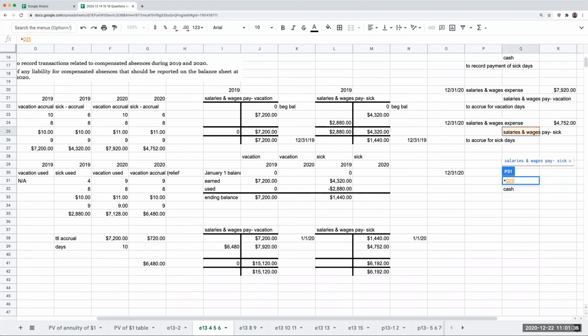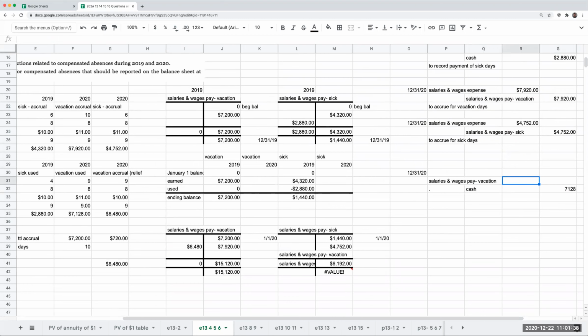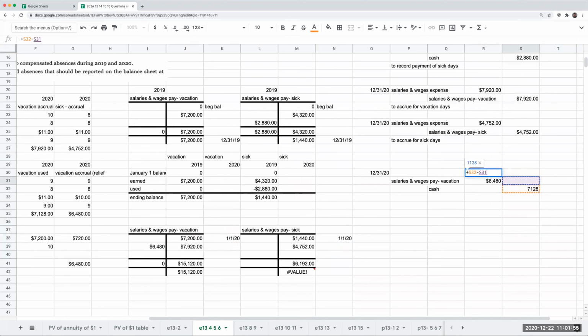I'm debiting salaries and wages payable vacation for 6480. But I have a problem: my total debits don't equal my total credits. So I need to make another adjustment here for 648. What this really represents is 9 days at $1 per hour at 8 hours per day, and that is salaries and wages expense. This records vacation days used in 2020.